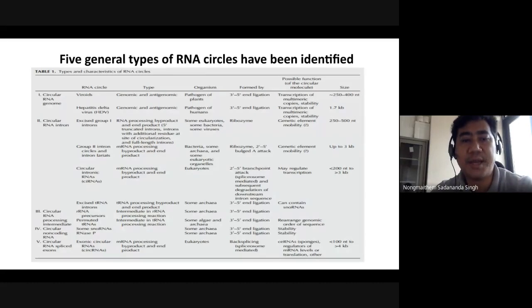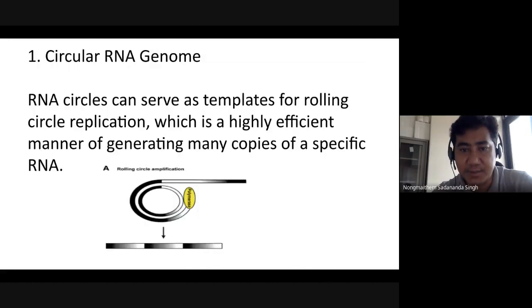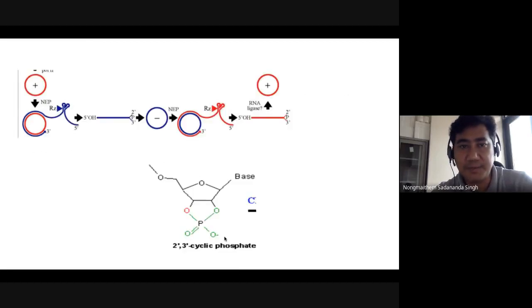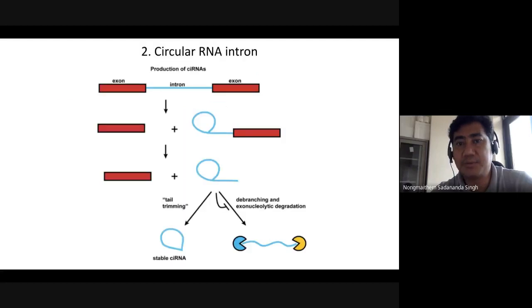So you can have various types of circular RNAs in the natural system, and in the human system you will see many of these different types of circular RNAs as well. So first is the circular RNA genome. It serves as a template for rolling circle amplification, which gives a single copy the ability to give rise to multiple copies of the same genome in many of the RNA viruses. And I think this one is not so important, we won't discuss.